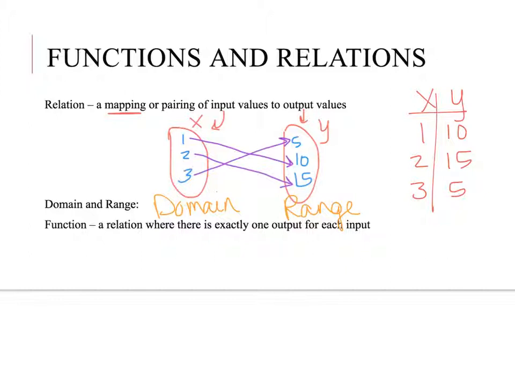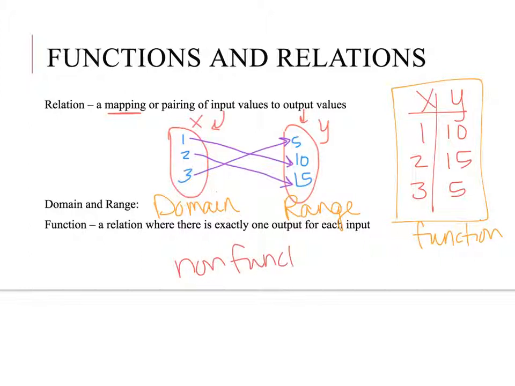A relation is a function when there is exactly one output to each input. So this is an example of a function because for every input there is a unique output. An example of a non-function would be if we said 1 to 10 and 1 to 15 and 3 to 5.